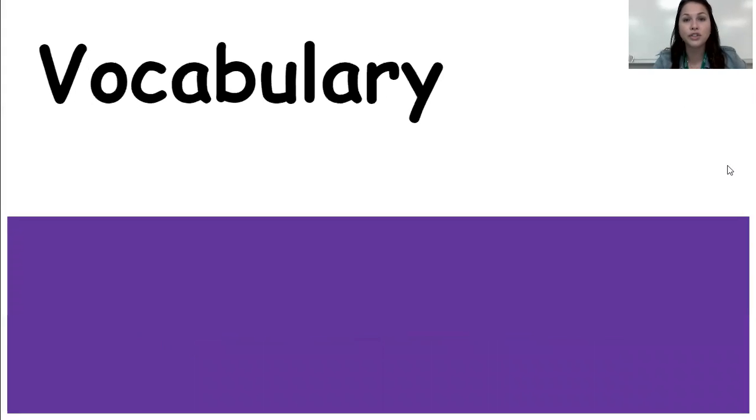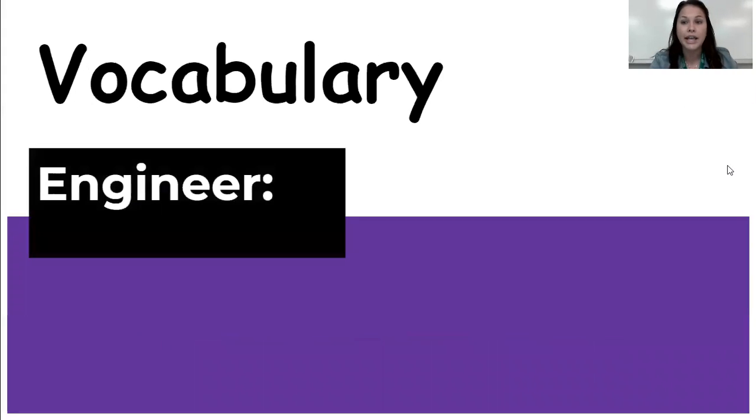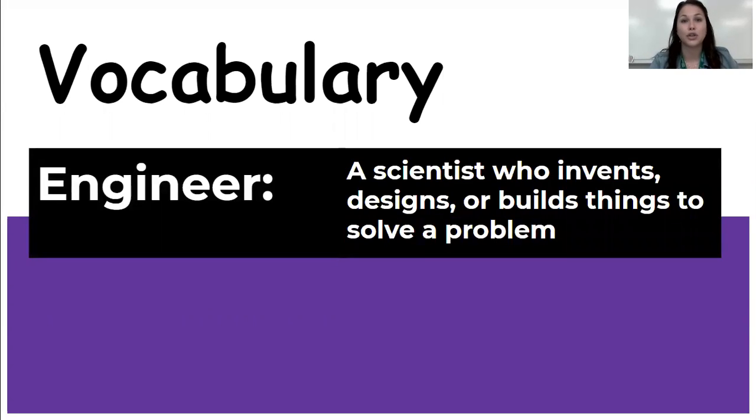Now, the first word that I want you to learn is engineer. Say that. Engineer. An engineer is a scientist who invents, designs, or builds something to solve a problem. I want you to think a long time ago when they first opened schools. Students didn't have anywhere to sit. They were sitting on the ground, they were writing on the ground, and it was a big problem.